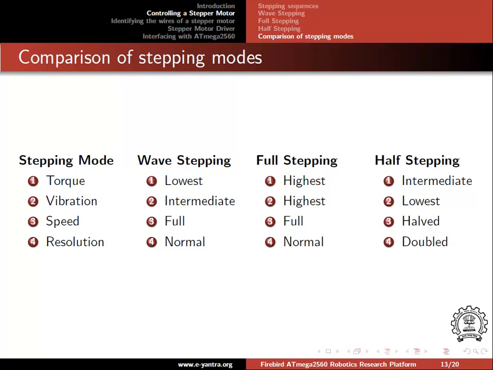Vibration in a stepper motor increases with torque and decreases as the step angle decreases. Since wave stepping has a low torque but a step angle larger than half stepping, it has an intermediate level of vibration. Full stepping, on the other hand, has higher torque resulting in more vibration, and half stepping, due to small step angle, exhibits the least vibration.